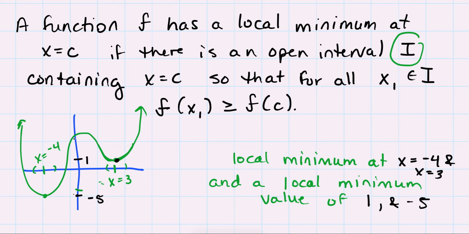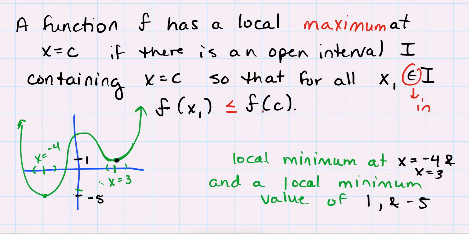Now notice that for this particular graph, I also have a hill. What do you think that would be called? That is going to be called a local maximum. So let's erase this and put the word maximum. And I'm going to change just a couple of things. So we're going to have a local maximum at x is equal to c if there's an open interval containing x is equal to c, so that for all x1, so this means, sorry I didn't write that out, that f of x1 is going to be less than or equal to f of c.